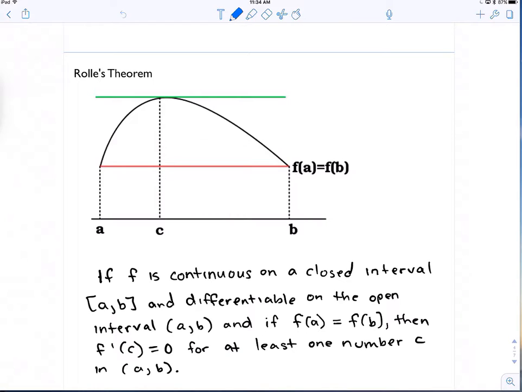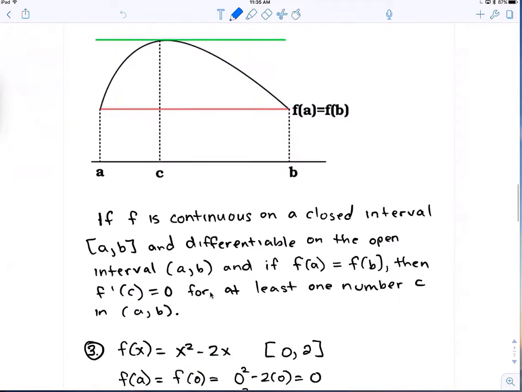Okay, the next concept we're going to look at is Rolle's theorem. And let's see if this image helps us put together this statement underneath. So if f is continuous on a closed interval and differentiable on the open interval, if f evaluated at a, that's this point here, is equal to f evaluated at b, this point here, meaning they're exactly the same, then the first derivative at c is equal to 0, for at least one number c in the interval a to b. Okay?